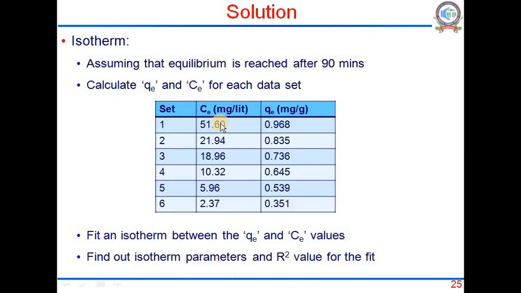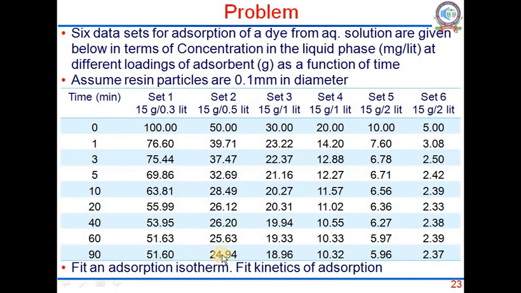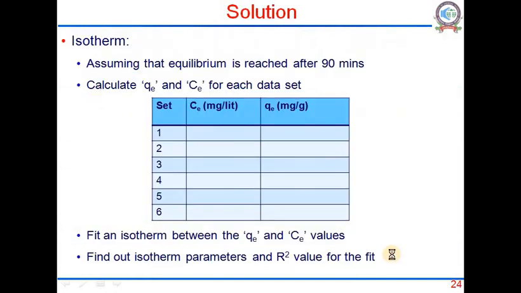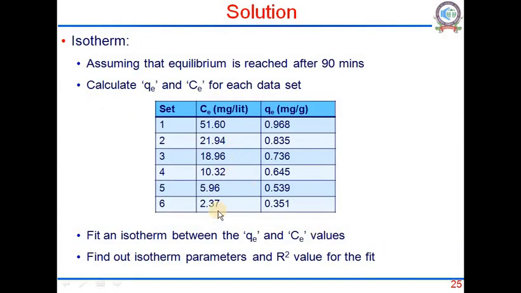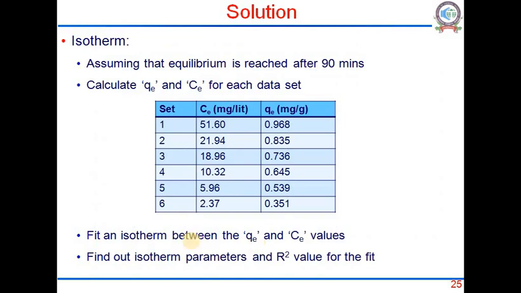Here is what you will get. The CE values are like this: 51.6, 21.94, 18.96 and so on and so forth. The corresponding QE values we can calculate. They are written here. Now you can fit an isotherm between this QE and CE value. This is a very similar exercise to what we have done in problem 1. And then once you do that, you can check whether the Langmuir or the Freundlich isotherm fits better.